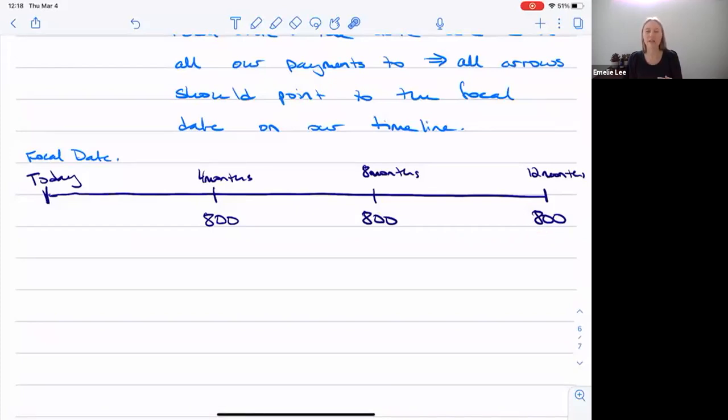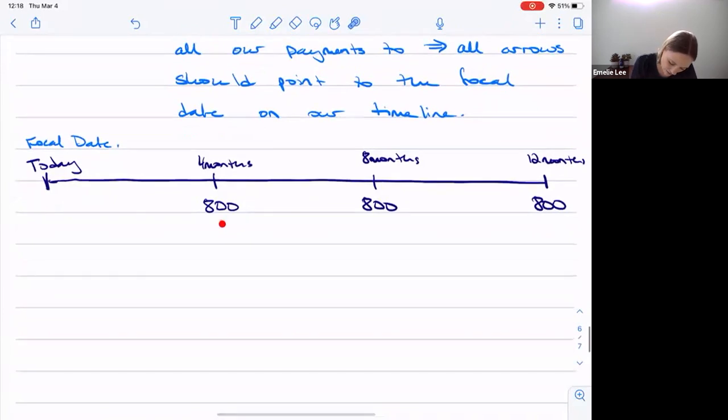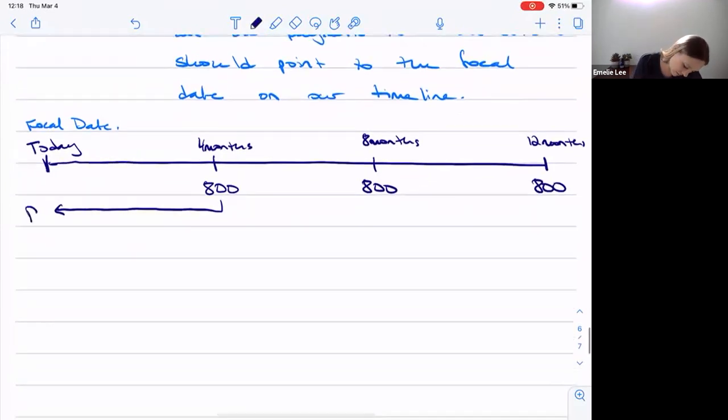To show that, I'm going to draw arrows bringing these payments back. This is where I draw my fingers, a finger for each 800, and then I draw them backwards to today. You want to make sure that your arrows look nice and clean, so I usually draw them like this. I start at the closest one, and this is going to be worth some P1.